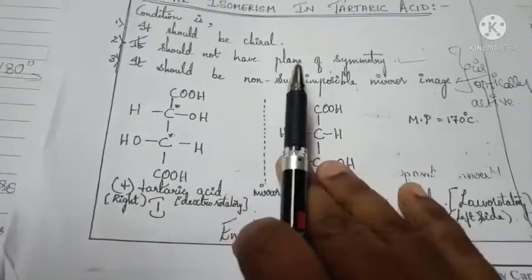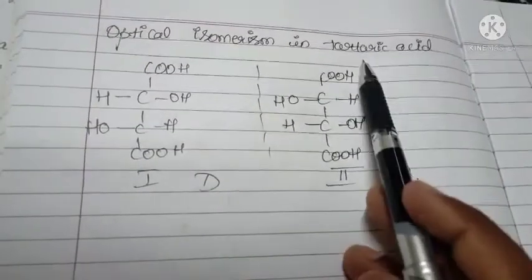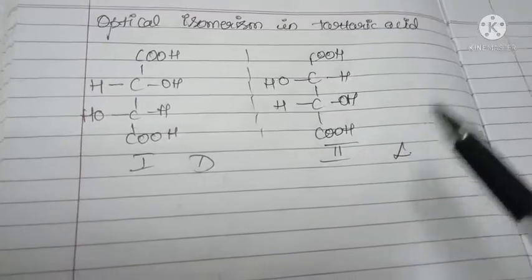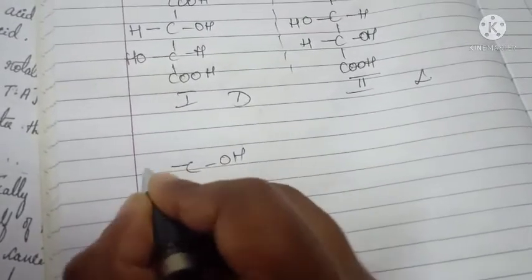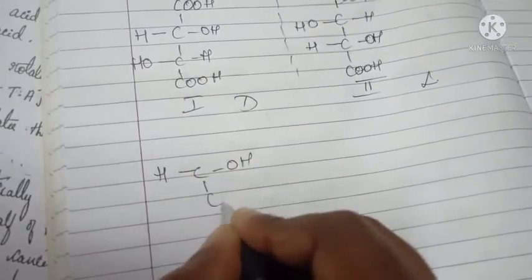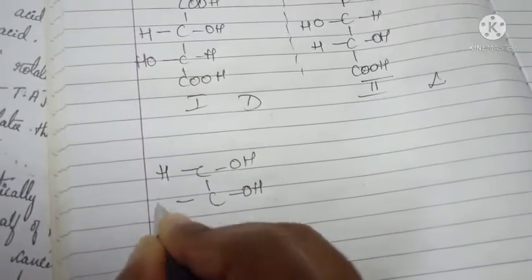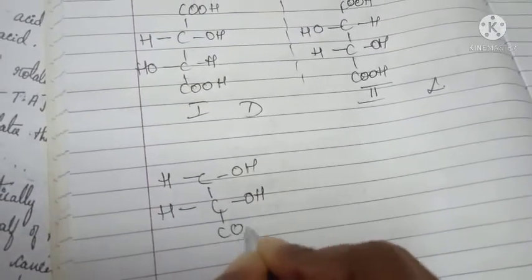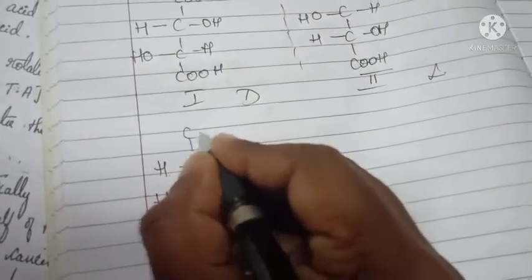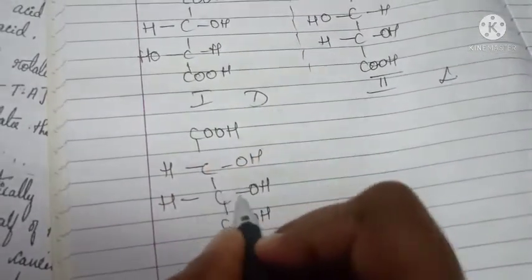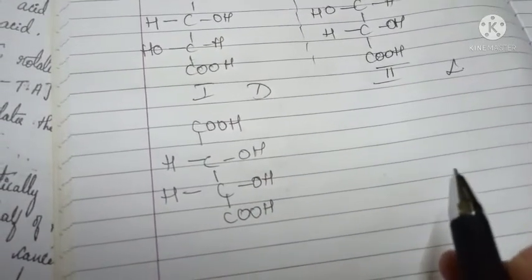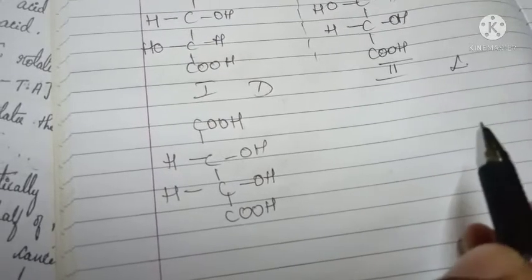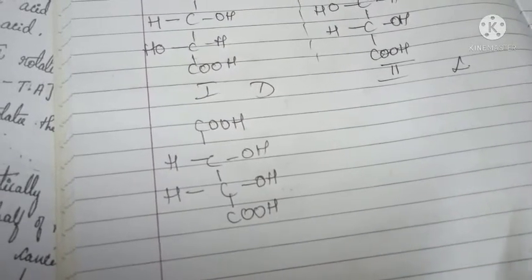Then tartaric acid has one more structure. This is an equimolar mixture of D and L configuration. The equimolar mixture of D and L configuration is called a racemic mixture. You have to observe the D and L configuration. It means in one molecule, both D and L are present as an equimolar mixture. If an equimolar mixture is present, then that molecule has a plane of symmetry.